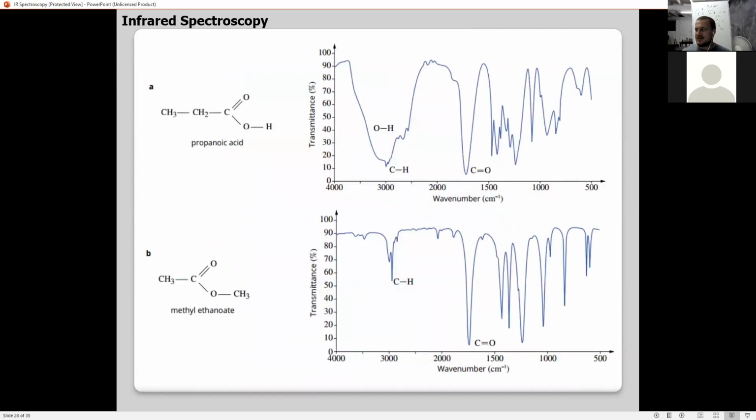So for propanoic acid or any carboxylic acid, we've got our oxygen and hydrogen stretch out here. And we've got our carbon to hydrogen bonding just before 3000. And then we've also got our carbon to oxygen double bond here. Esters: carbon to hydrogen, carbon to oxygen double bond, carbon to oxygen single bond. This is one of those things that you learn by exposing yourself to it a lot.